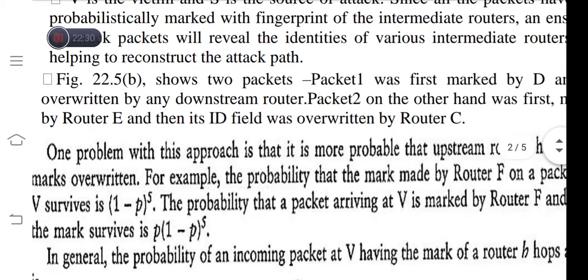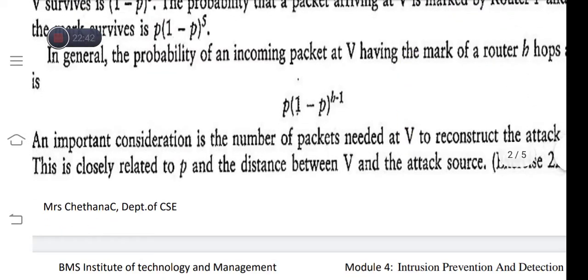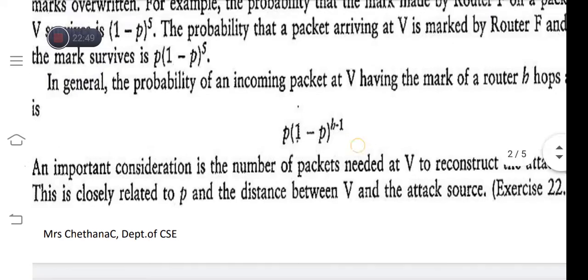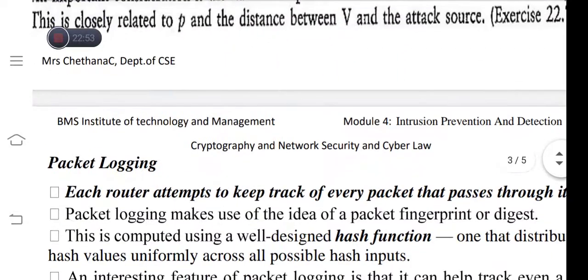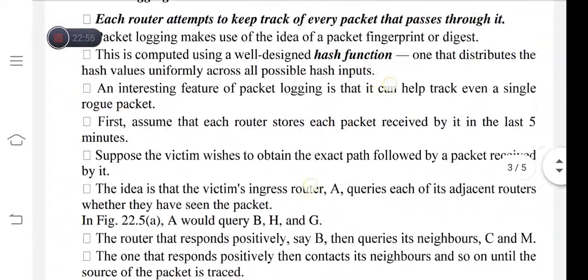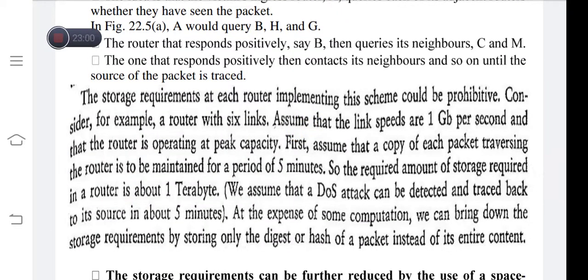The one that responds positively then queries its neighbors and so on, until the source of the packet is traced. Once the source of the packet is traced, if the packet is coming from the source of the attack, as seen in the figure here, those types of packets will be discarded, marking these as all attacker packets. Now, what are the storage requirements with respect to this algorithm?